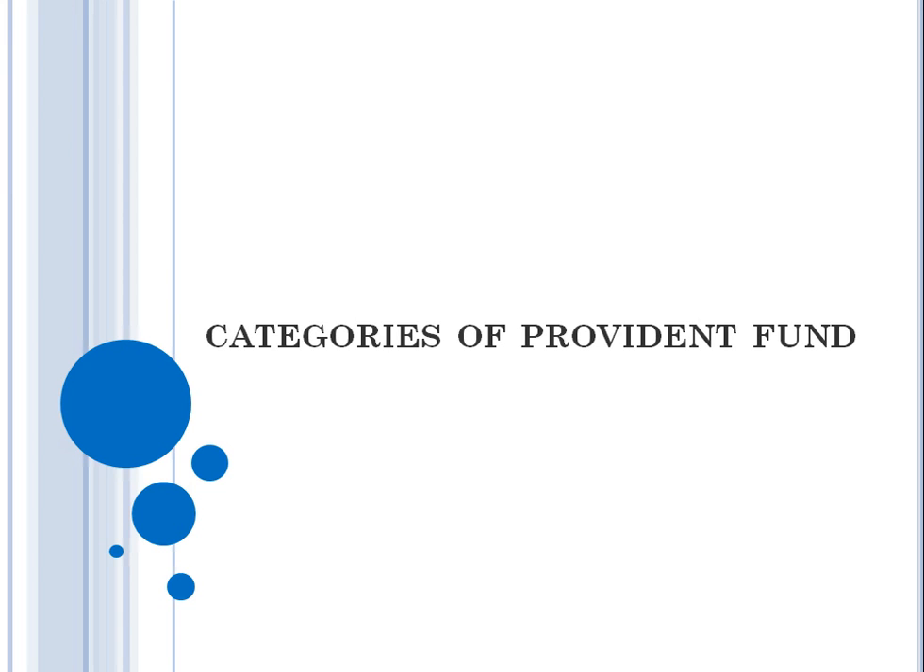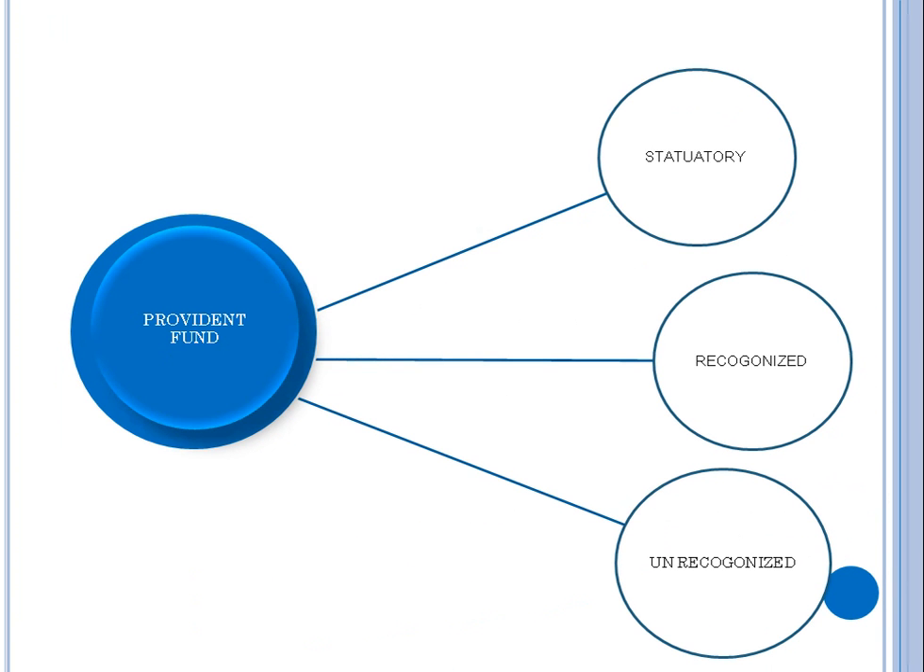Now let us see the categories of Provident Fund in India. The primary categories are statutory, recognized and unrecognized. Statutory Provident Fund is a fund which is covered under the Provident Fund Act, approved by the Income Tax Commissioner. It is basically formed by a government or semi-government organization, and sometimes by an educational institution as well. Recognized Provident Fund is a fund which is approved by the Income Tax Commissioner, hence it is called Recognized Provident Fund.